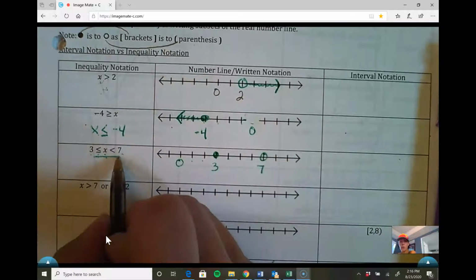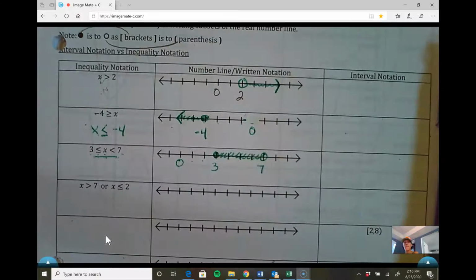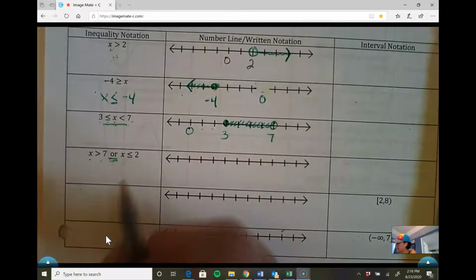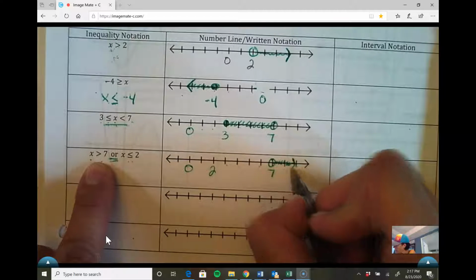4, 5, 6, 7. I'll make an open circle because we're not including 7, and anything in between. And then the final scenario is where x is greater than 7 and/or x is less than or equal to 2. So here, let's say here's 0, here's 2, 3, 4, 5, 6, 7. With 7, I'd have an open circle, and it's greater than, and it's pointing to the right, and less than or equal to, so a closed circle, and it's pointing to the left.